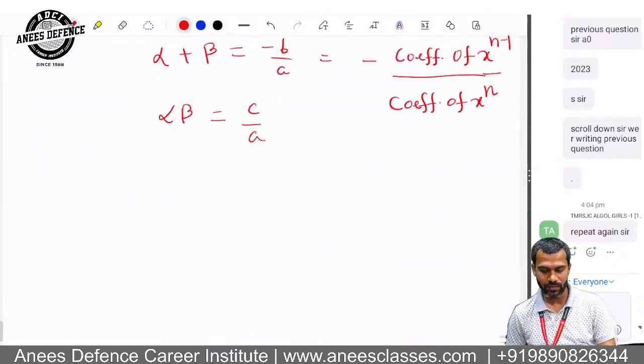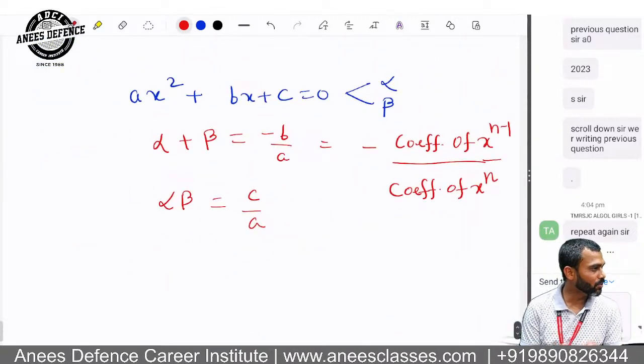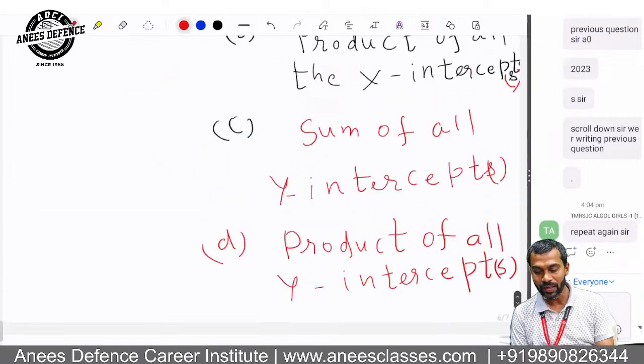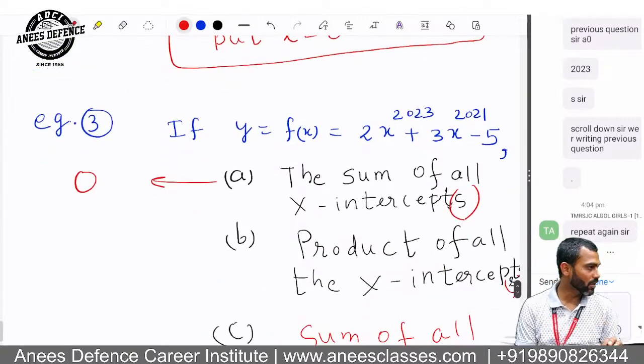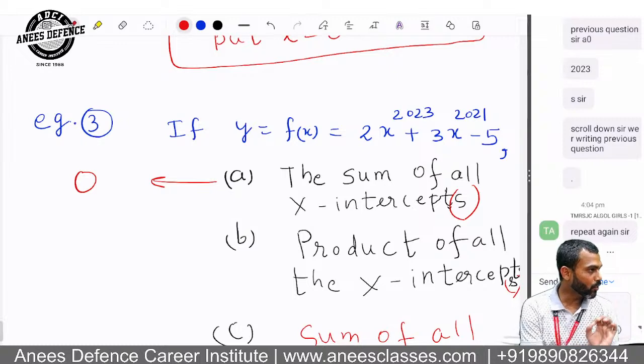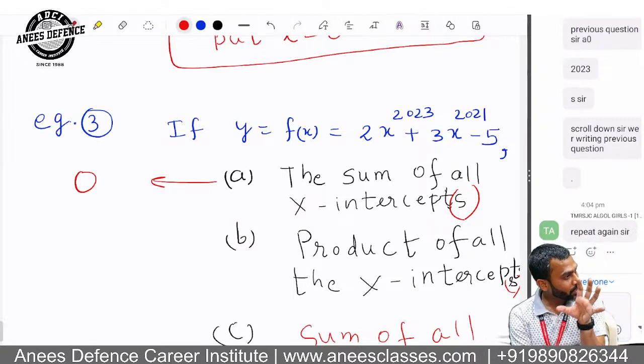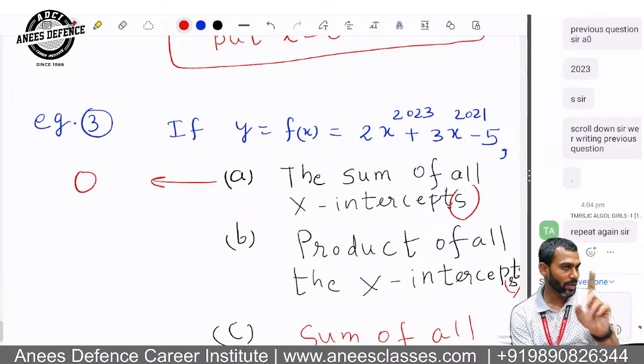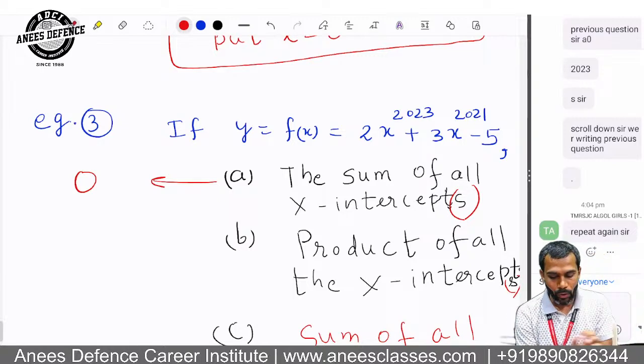Do you agree with this? You would agree with this, right? See, what is the degree here? 2023. Do we have any term containing x raised to the power 2022? Is there any 2022 term? No. It means the coefficient of x raised to n minus 1 becomes 0, and 0 upon any non-zero number, which is 2 here, so 0 upon 2 is 0. Now what is your doubt?